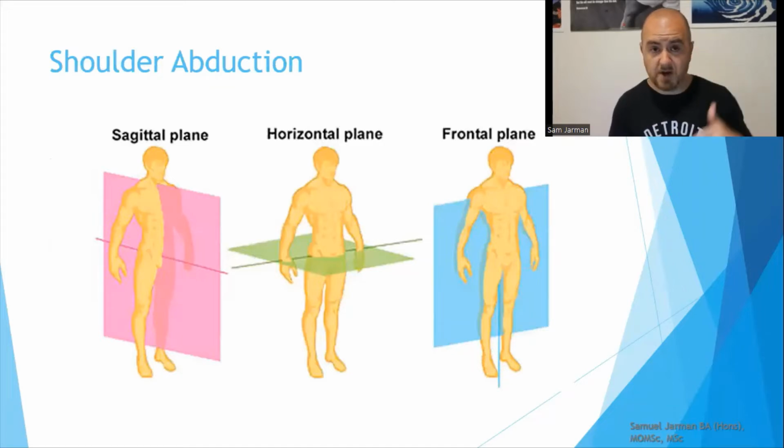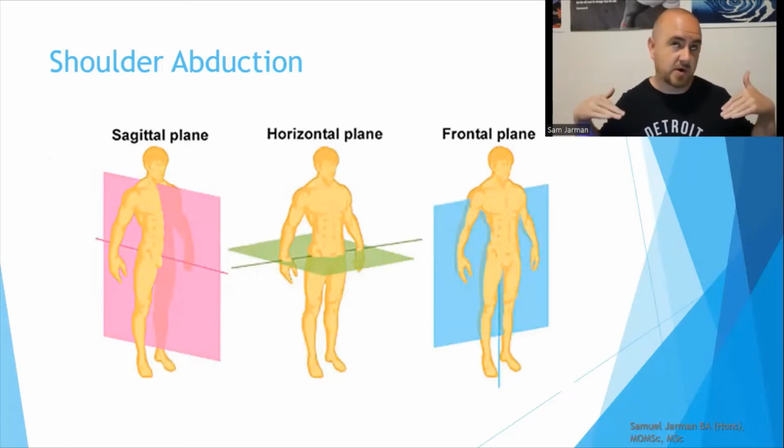So we do our quick overview of planes. The sagittal plane is a 50% cut of the body left to right. Horizontal plane is a 50% cut of the body top to bottom. Horizontal or transverse. Frontal plane or coronal plane is a 50% cut of the body back to front.